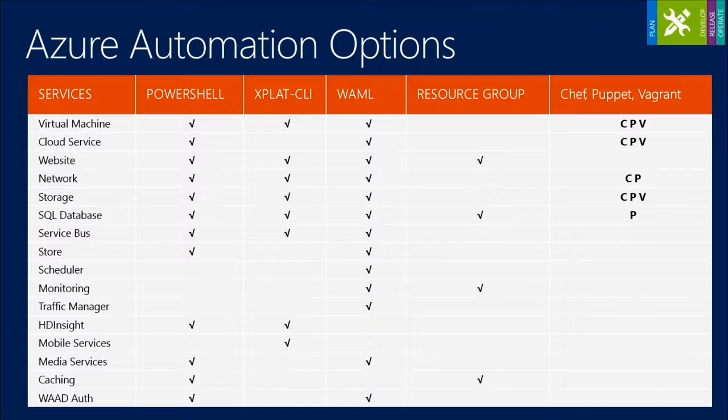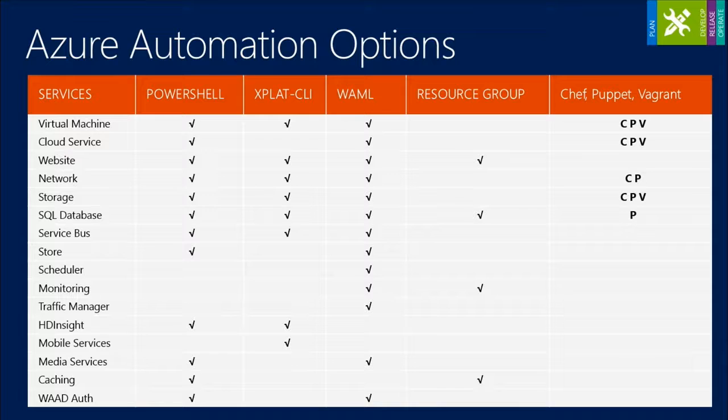And as you can see here on the left-hand side, there's all these different services that Microsoft Azure has, right? And on the top is the means in which you can deploy that infrastructure. So if you were to use PowerShell, for instance, you can deploy a whole bunch of things just from a PowerShell script. And the XPlat CLI is another option that we have as a downloadable tool. And then WAML stands for Windows Azure Markup Language, which is a NuGet package that you would attach to Visual Studio. Resource groups, I'll talk a little about that in a second, but that is something that's new for us that was announced at Build.